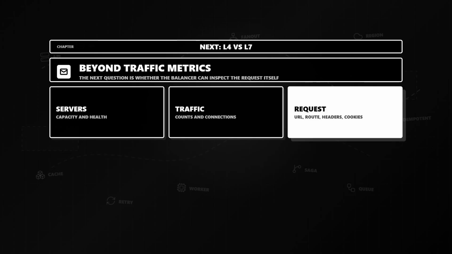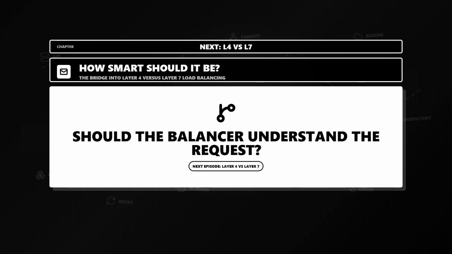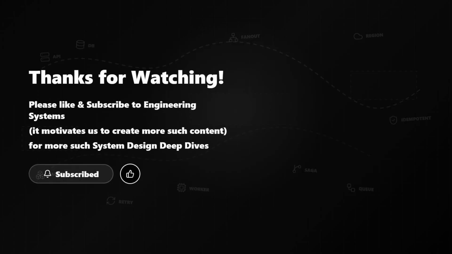But now the FoodDash engineers have a new question. So far, the load balancer has been making decisions based on servers, traffic levels, and performance metrics. What if the load balancer could look beyond traffic metrics and inspect the request itself? By analyzing URLs, routes, headers, and cookies, it could make far more intelligent routing decisions. But how smart should a load balancer really be? And how much should it understand before routing traffic? That is exactly what we are going to explore in the next episode when we dive into Layer 4 versus Layer 7 load balancing. We'll pick it up from there in the next episode.